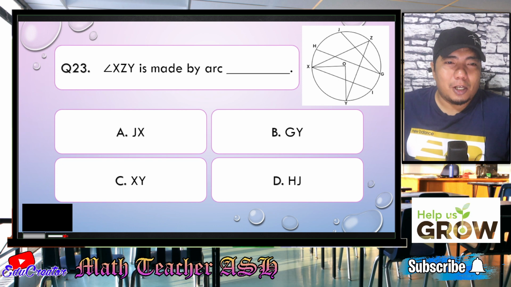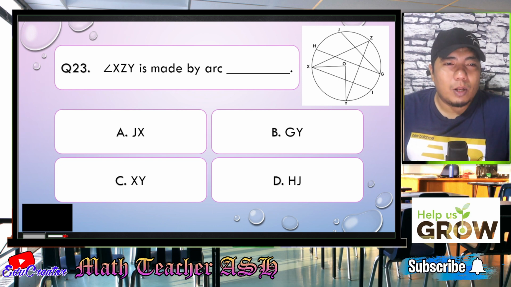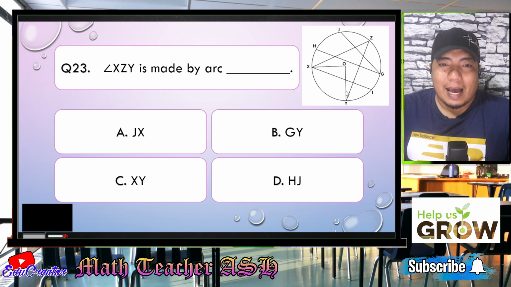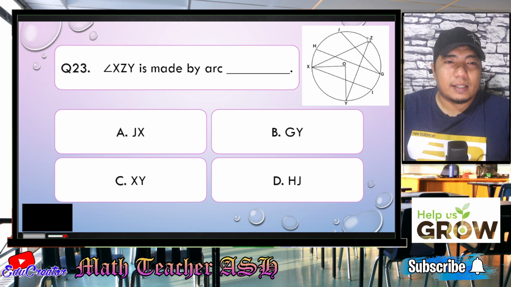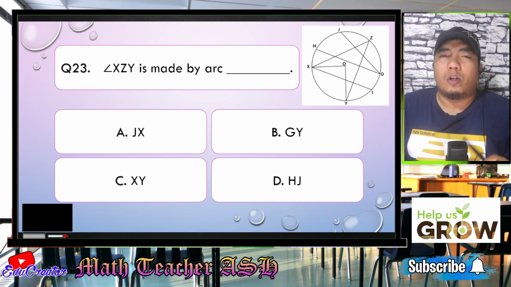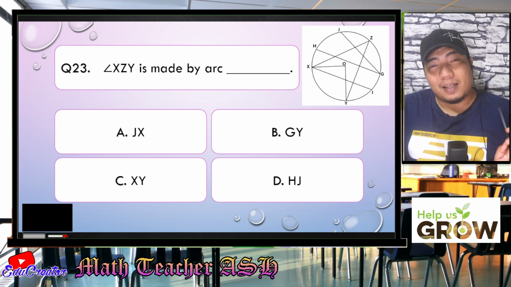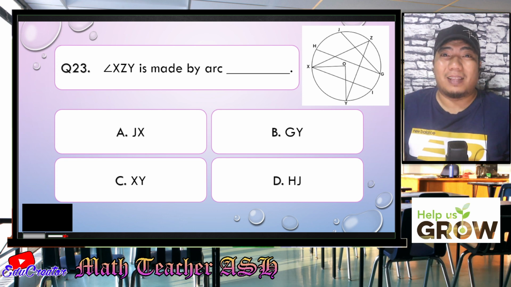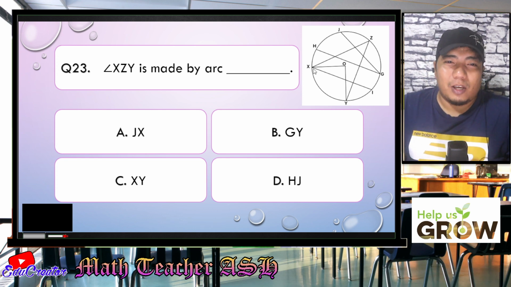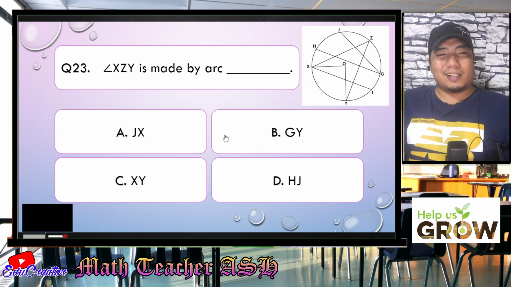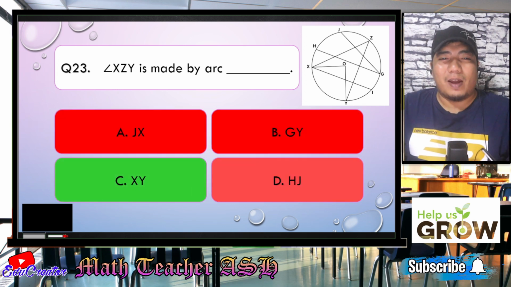Alright, math learners. Now, let us check first, where can we locate the XZY? XZY. Okay, so this is an inscribed angle. Alright, XZY. So this is the one. Now, it says here it is made by arc blank. Knowing about what arc made that inscribed angle, basically it is talking about the intercepted arc. So if this is your XZY, the arc that it takes is this one. So what is that arc? That is arc XY. So the correct answer is letter C. Easy, right? Very easy, my dear math learners.